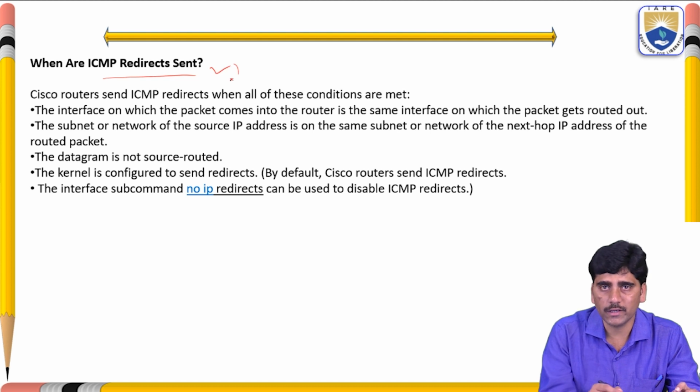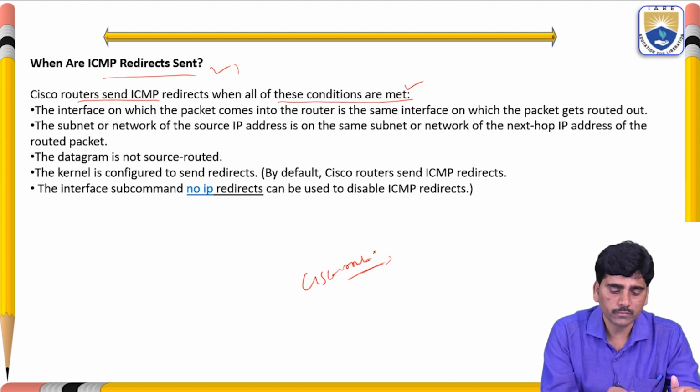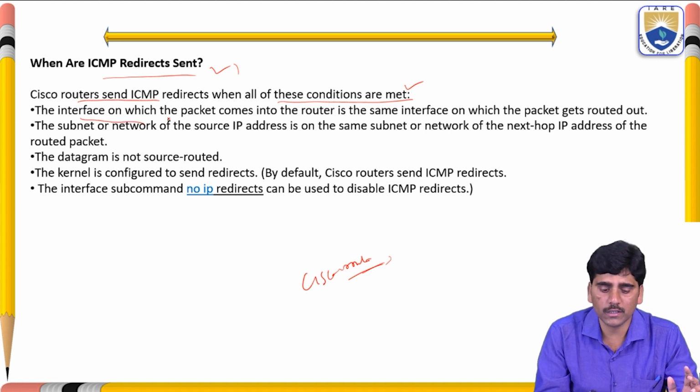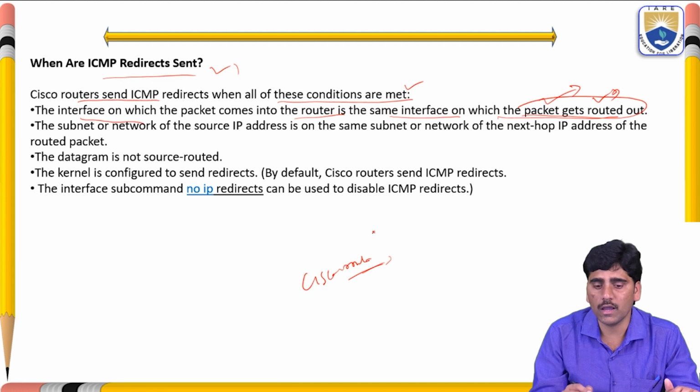When are ICMP redirects sent? Cisco routers send ICMP redirects when all of these conditions are met. Cisco routers are the main branch routers which are developed and designed actually. What are those conditions? The interface on which the packet comes into the router is the same interface on which the packet gets routed out.